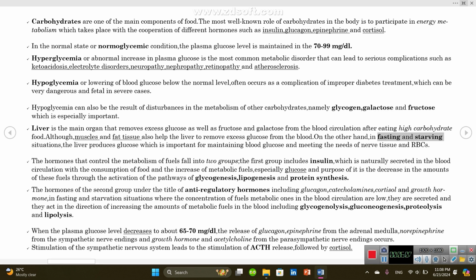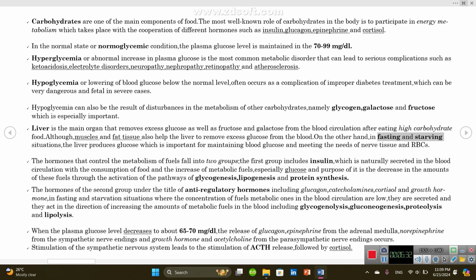Like carbohydrate metabolism, protein metabolism, fatty acid metabolism, and nucleic acid metabolism. In medical terminology, we call liver hepato. Everywhere you see hepato, it relates to liver.